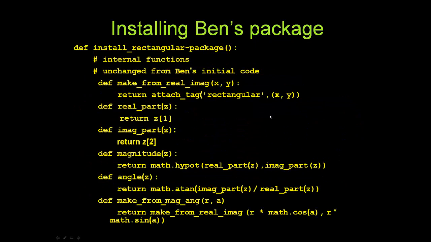Okay, let's take a look at how we will install Ben's package. So Ben's package, remember, is the one that deals with the rectangular coordinates, right? So we call this function to install the package, install rectangular package, okay? Now, basically, it defines a whole bunch of these operations. These are what you saw earlier. So it is make from real imaginary, real part, imaginary part and so forth, right?